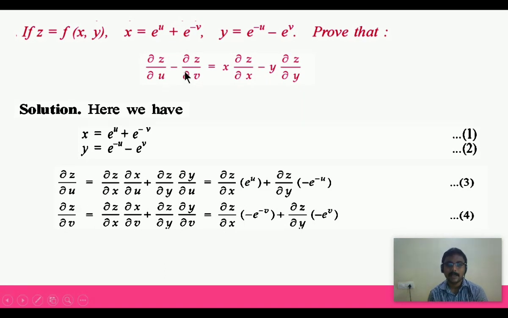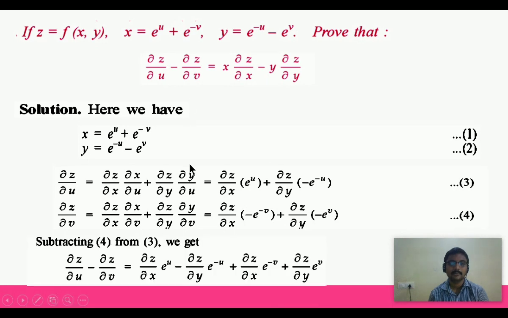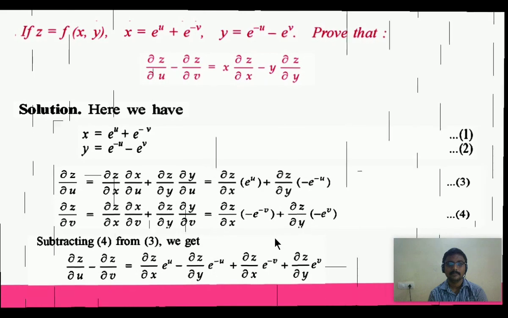Now just subtracting these two equations, equation 3 and equation 4, so that we can obtain the left hand side expression of the given statement, that is ∂z/∂u minus ∂z/∂v. Now taking common ∂z/∂x and ∂z/∂y.